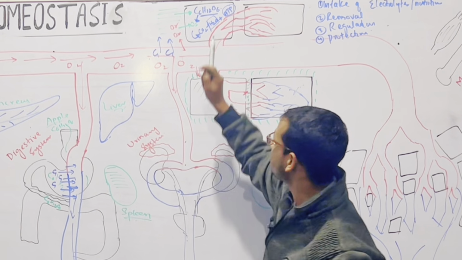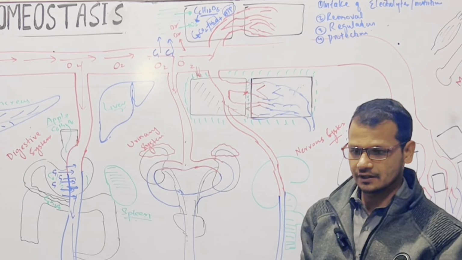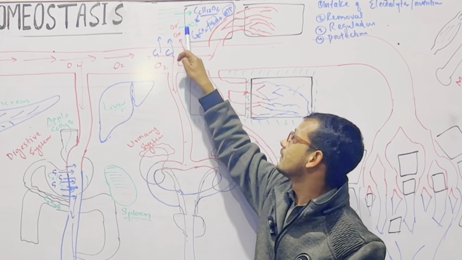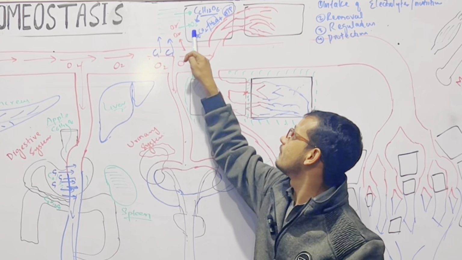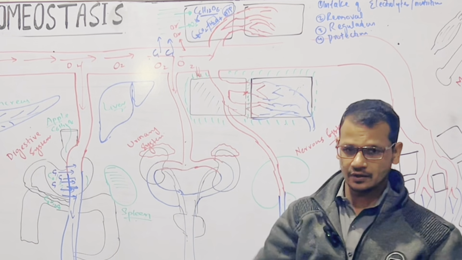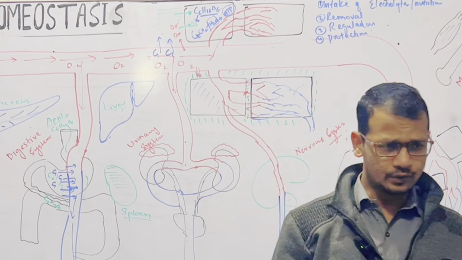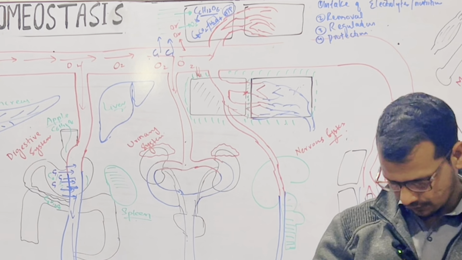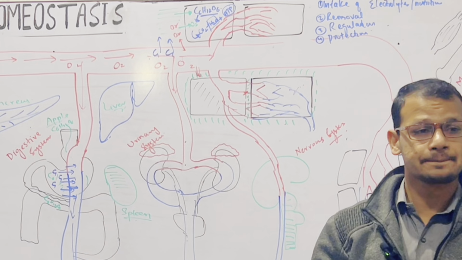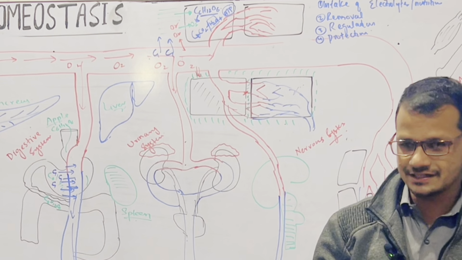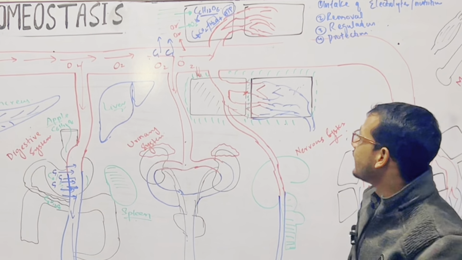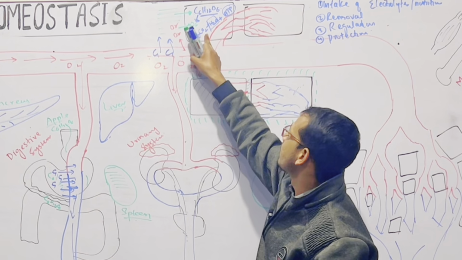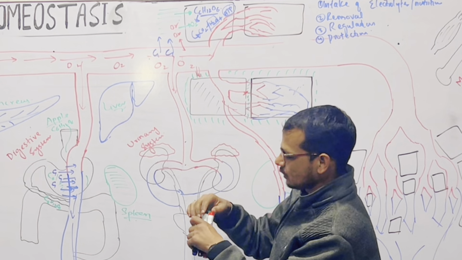It is called aerobic respiration because this metabolism occurs in the presence of oxygen. Where does anaerobic respiration take place? Anaerobic respiration takes place in muscles, in muscle cells.